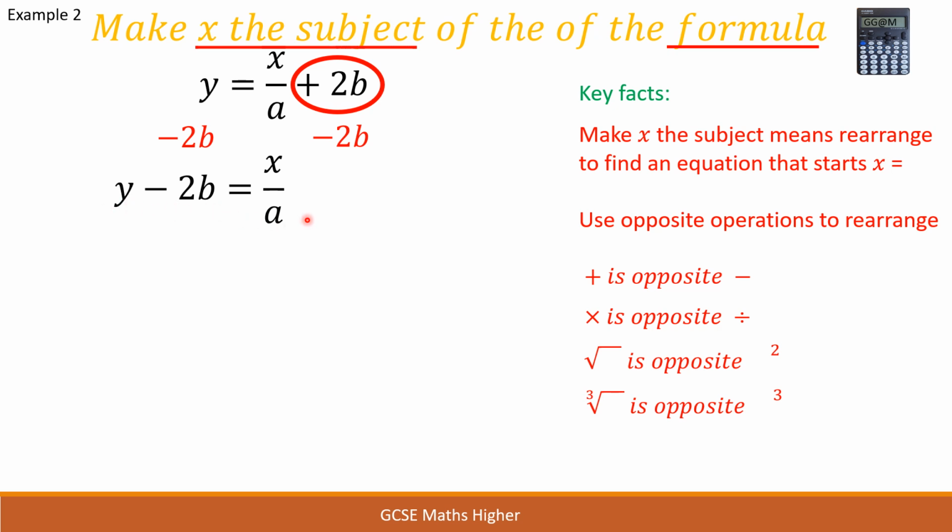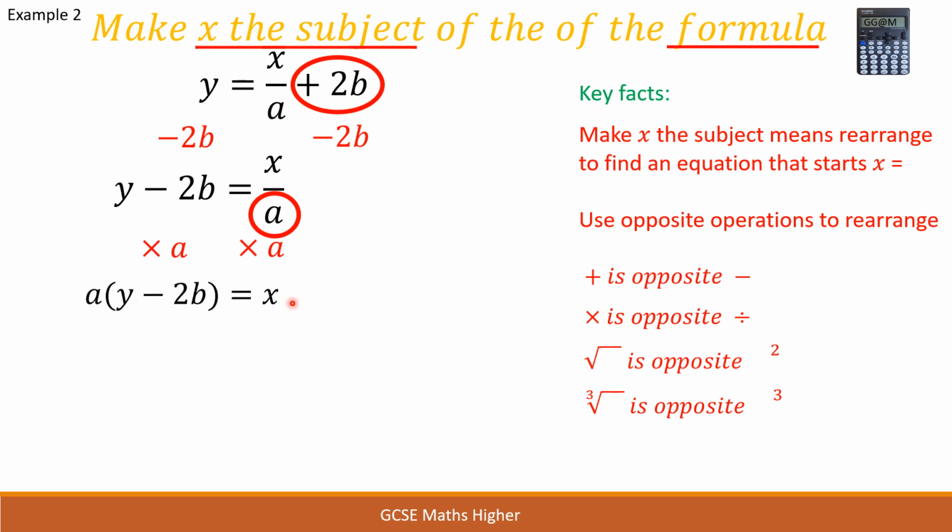We now need to get rid of this divide by a. So this sign here means divide by a. So this is x divided by a. The opposite to divide is multiply. So we're going to look at this a and we're going to multiply both sides by a. Now when we multiply the left hand side by a, that is everything on the left hand side has to multiply by a. And when we multiply this divide by a, the a's will cancel out on the right hand side, leaving you just with x.